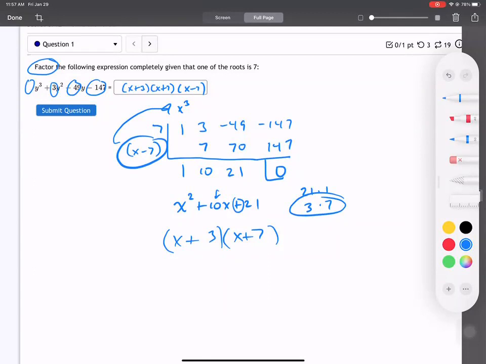So on IXL today, this is what you guys are going to be working on, skills like this. There's a couple of different skills that they're going to be asking for, but all along this line of using synthetic division to find the roots so that you have the factors. And then we can factor it. Okay.